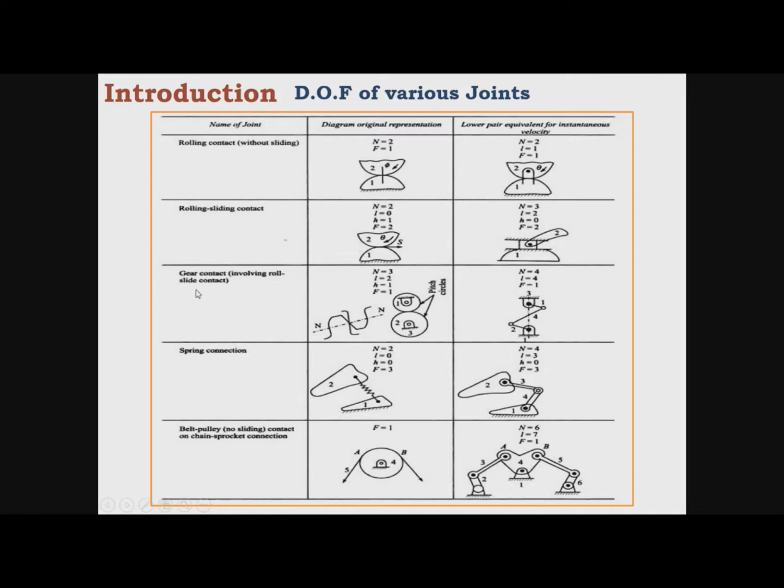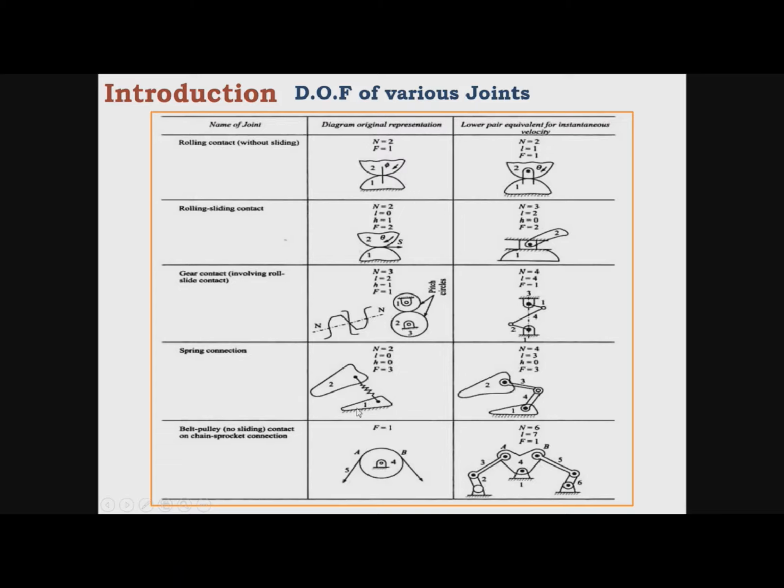Gear contact involving roll slide contact. We have 2 gears, gear 1 and 2 in mesh. These gears are rotating about a pivot which forms link 3. The pair between link 1 and 3 and the pair 2 and 3 are revolute pairs, hence they form lower pairs. The gear 1 and 2 in mesh form a higher pair. The degree of freedom of gear contact is 1. Equivalent mechanism is shown.